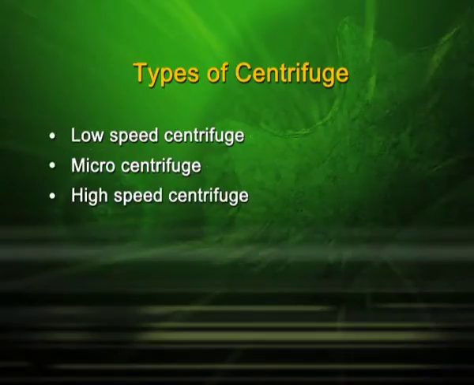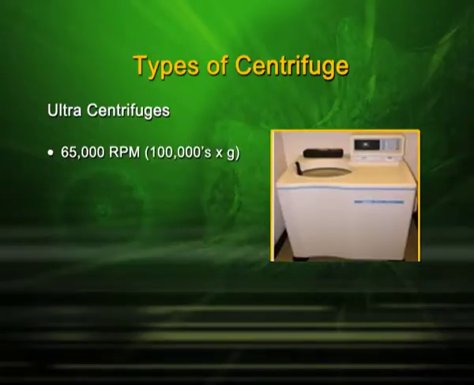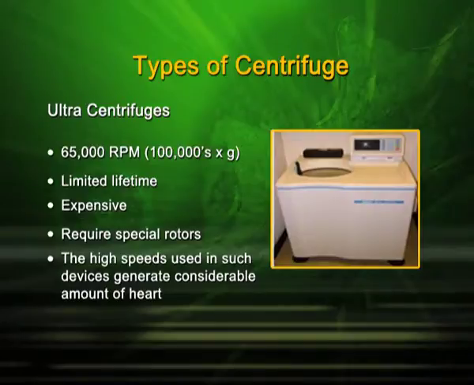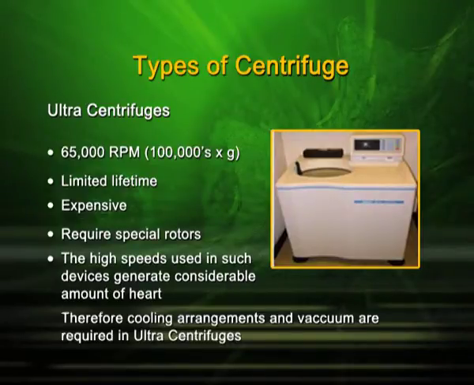The last type of centrifuge is the ultracentrifuge. The ultracentrifuge was discovered by Theodor Svedberg, and it runs at a very high RPM of around 65,000, and it has a limited lifetime. Another important property is that it is very expensive, and it requires a special rotor. Since its capacity is very high and it runs at very high speed, excess heat is also generated. Because of the same reason, a cooling arrangement is also required.